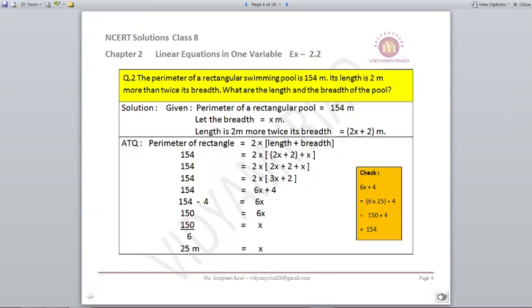They have also given you the perimeter of the pool, which is 154. So what is the perimeter of a rectangle? 2 into length plus breadth. So what is the equation now? 154 is equal to 2 multiplied by length is 2x plus 2, breadth is x. So 2 into (2x plus 2 plus x), so 2 into (3x plus 2). With this, solve it. You will find the value of x as 25 meters.